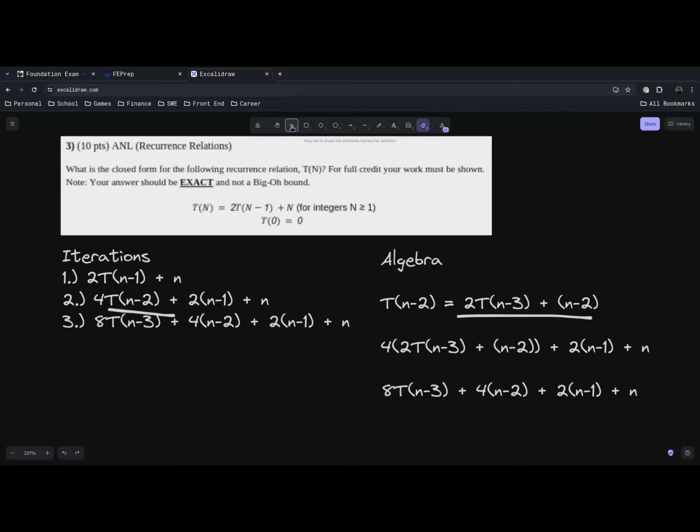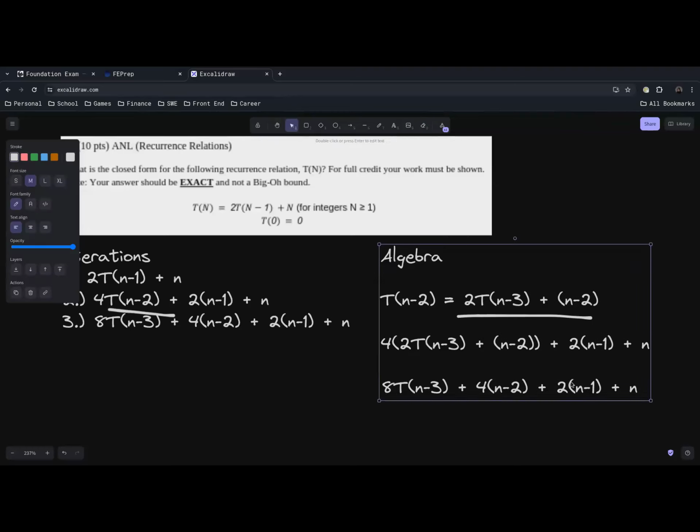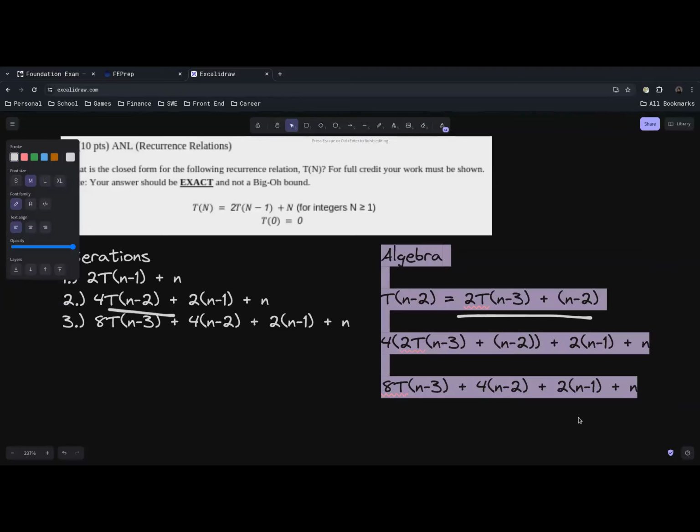No, you don't want to learn Master's theorem because you're not allowed to use it on the exam anyway, so don't waste your time. Okay.